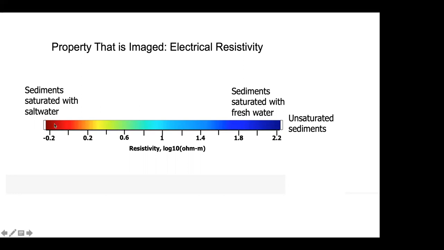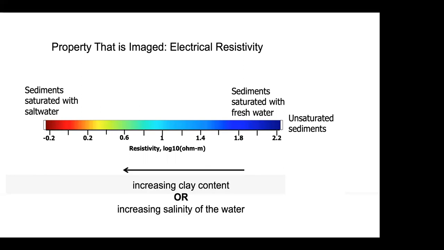The lowest resistivity materials are sediments that are saturated with salt water. High resistivity, blue, fresh water. So blue is sediment saturated with fresh water. The dark, dark blue means very resistive. It's the unsaturated sediments right at the ground surface. Now, in this study, the data I'm showing you today, we were only able to say for sure we have salt water here, for sure we have fresh water here, because in between, it gets much more complicated. As the electrical resistivity decreases, as I move to a different area, the colors you're going to see in here can either mean there's more clay there, or it can mean the salinity has increased.